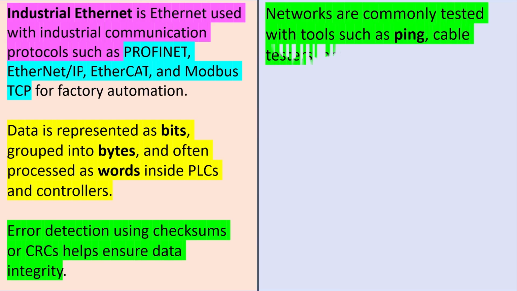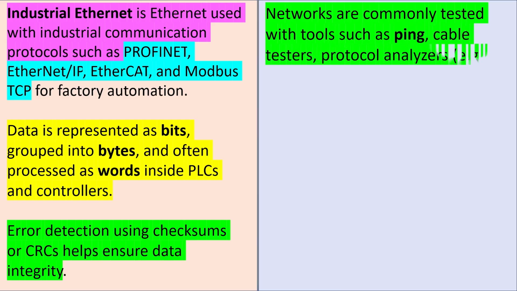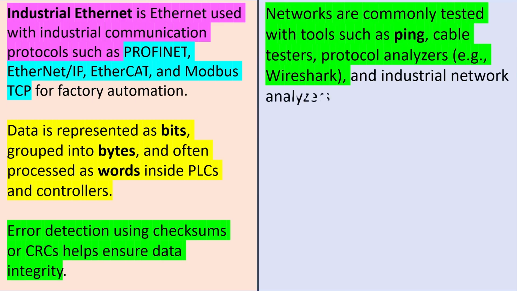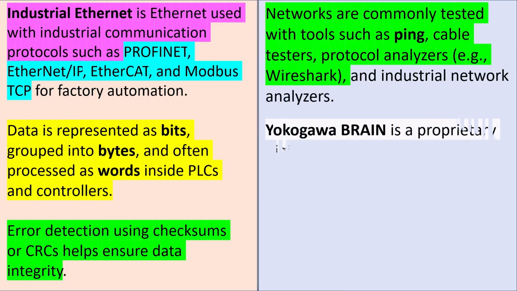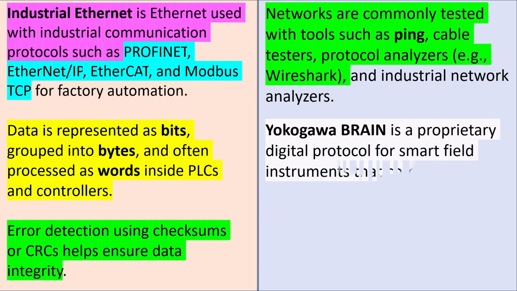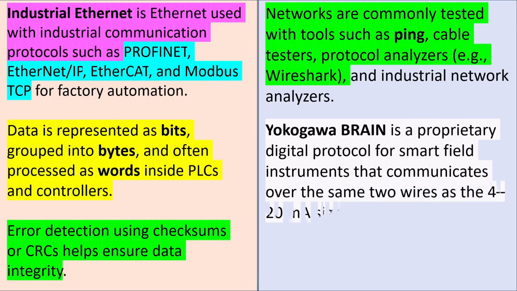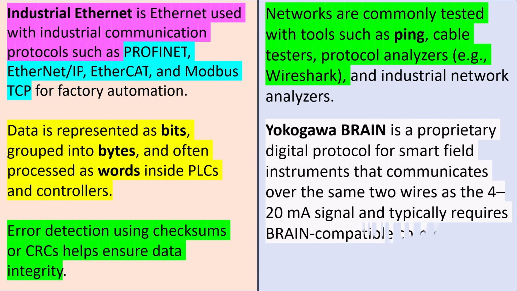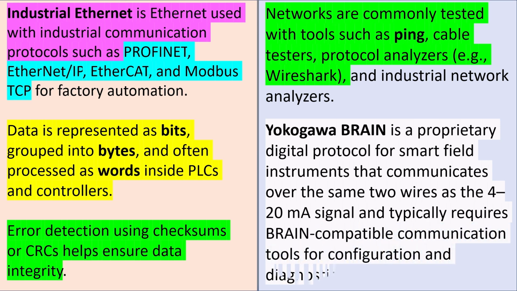Networks are commonly tested with tools such as ping, cable testers, protocol analyzers, for example Wireshark, and industrial network analyzers. Yokogawa BRAIN is a proprietary digital protocol for smart field instruments that communicates over the same two wires as the 4 to 20 milliamp signal and typically requires BRAIN-compatible communication tools for configuration and diagnostics.